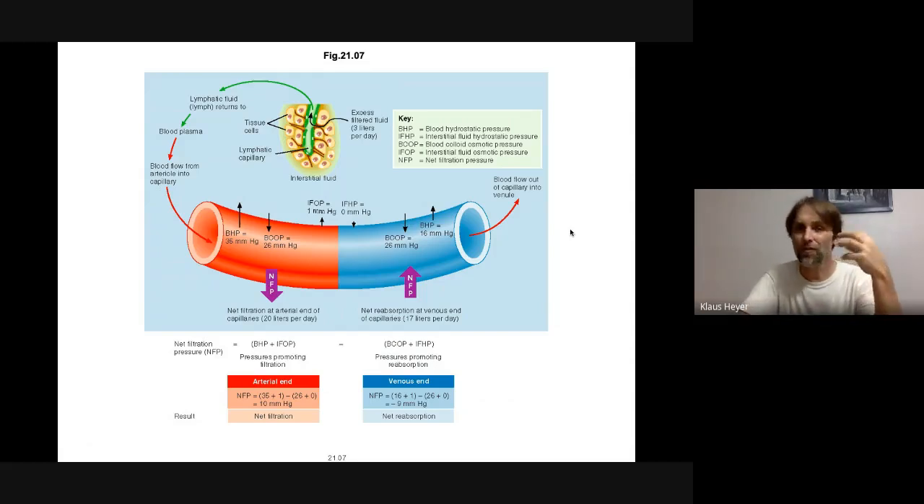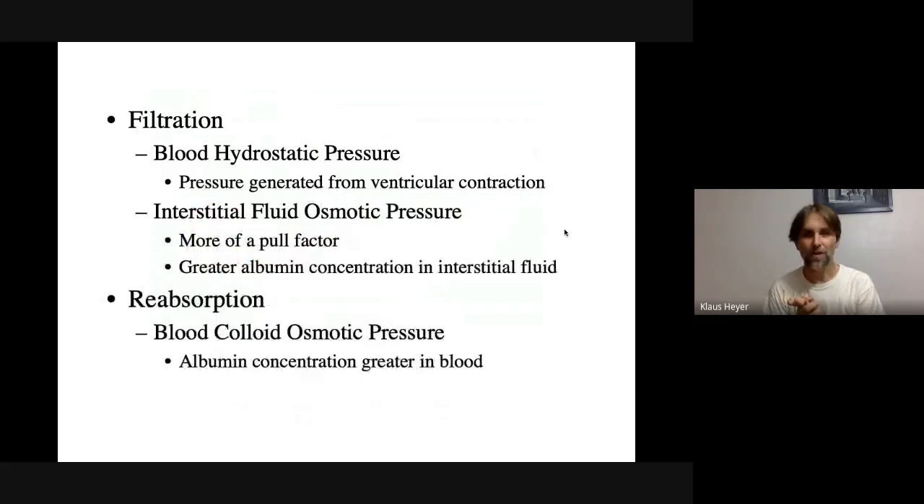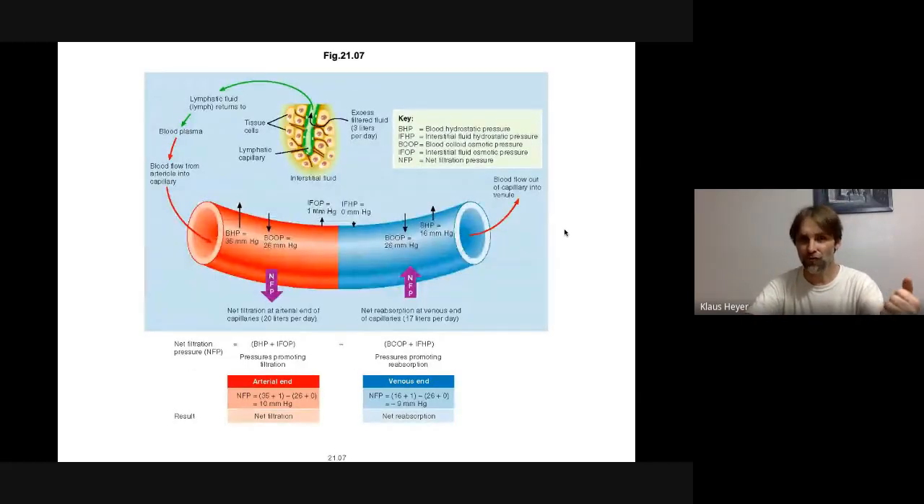When fluid leaves a capillary, we call that filtration. When fluid goes back into a capillary, we call that reabsorption. On the next slide, I put the two pressures that drive filtration, and one pressure that drives reabsorption. The slide actually shows two pressures driving reabsorption, but the other one is really inconsequential. So let's look at what's driving filtration.